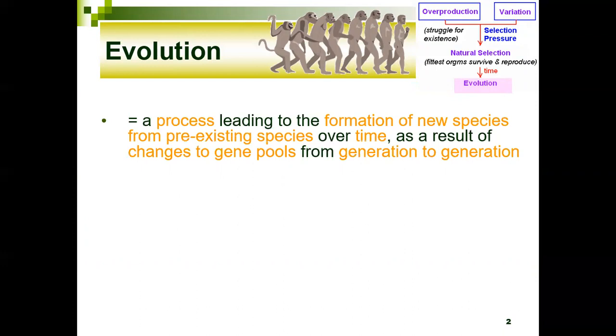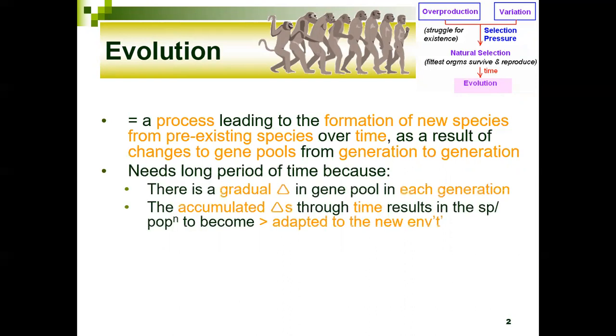So you know that because of natural selection, gene pool can change, right? So after many generations, it means after a long period of time, you can see there's a big difference between the current population and the original ancestral population. So this is called evolution. And then they say that evolution can lead to speciation.